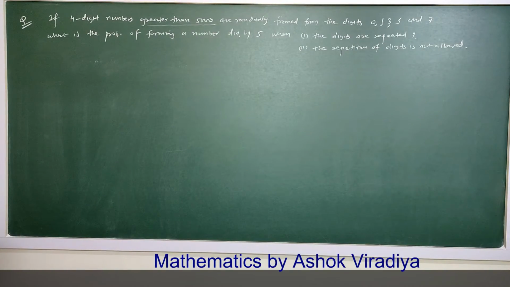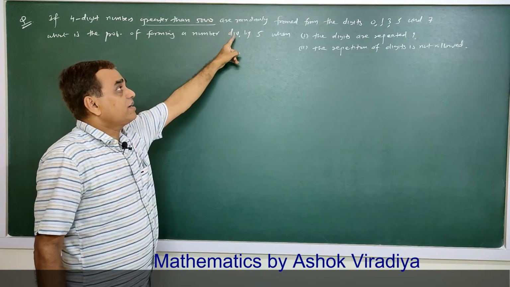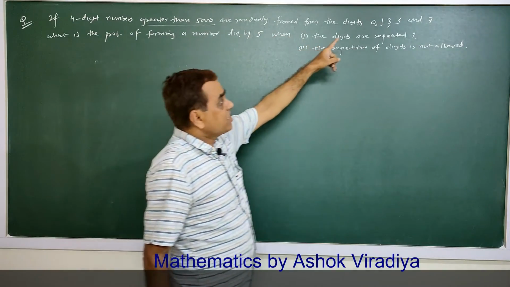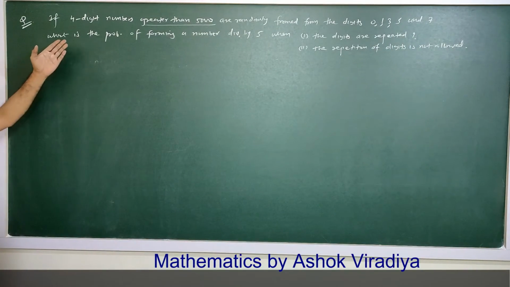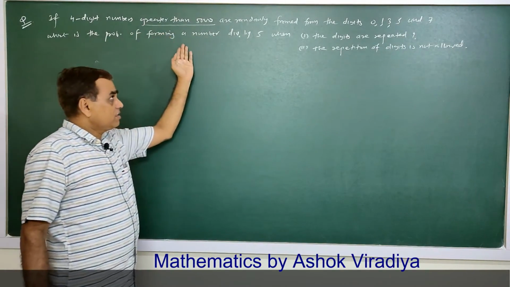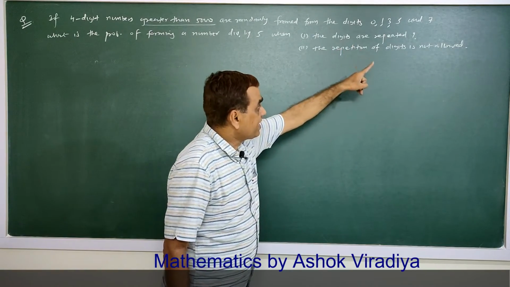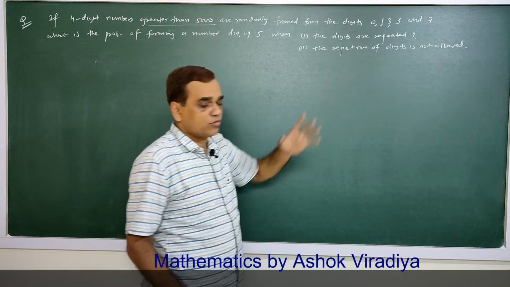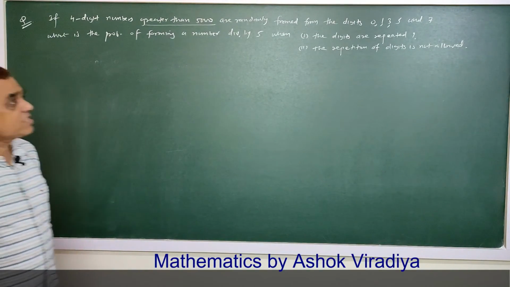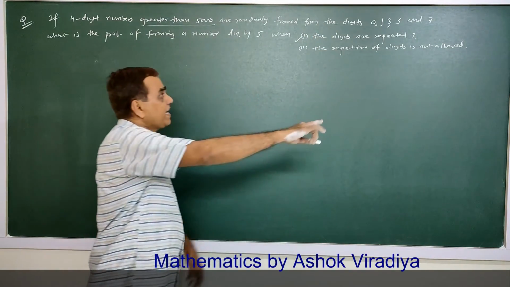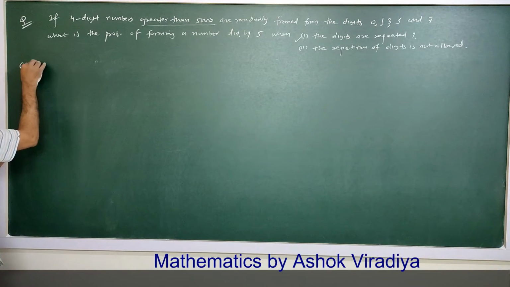Now the question is, if 4-digit numbers greater than 5000 are randomly formed from these digits 0, 1, 3, 5 and 7, what is the probability of forming a number which is divisible by 5 when the digits are repeated and when the repetition of digits is not allowed? Here there are two sub questions. The first case is we perform the experiment when digits are repeated. So case 1, with repetition of digits.